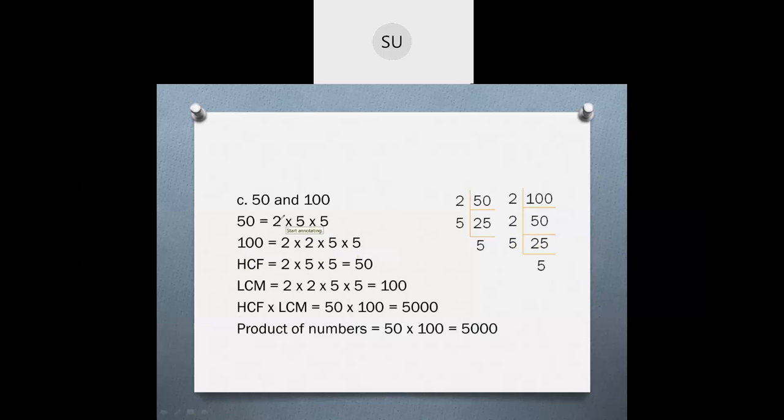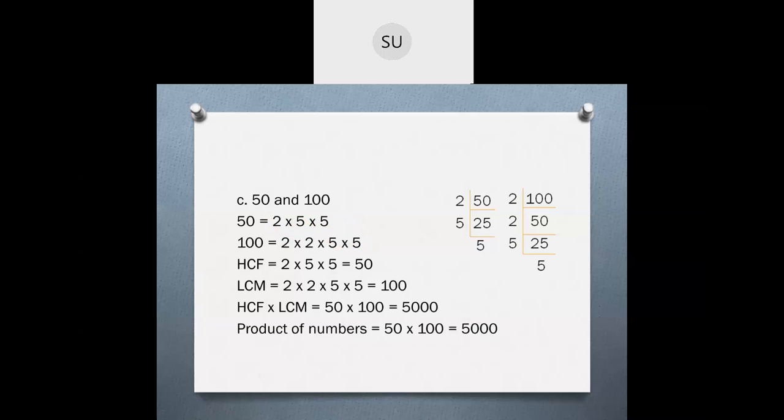Then to find the HCF, write the common factors. What are the common factors? It is 2 and 5, correct? We have 2 and two fives as common factors. So HCF will be 2 into 5 into 5, that will be 50. HCF is 50. Then coming to LCM, we write down the common factors, which is 2 into 5 into 5, then the non-common factor, which is 2. So 2 into 2 into 5 into 5 will give you 100. So HCF is 50, LCM is 100.